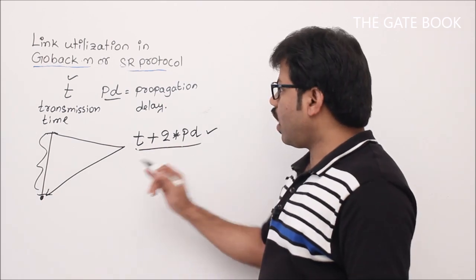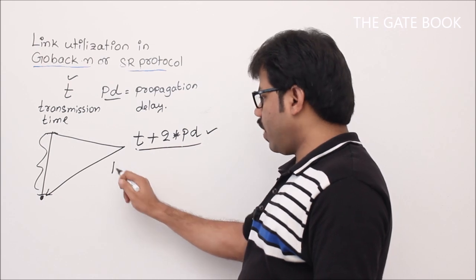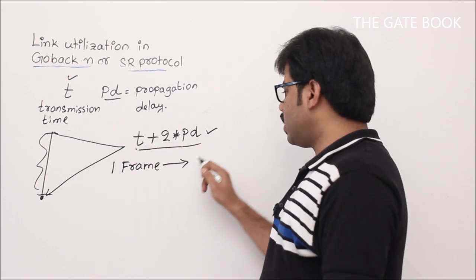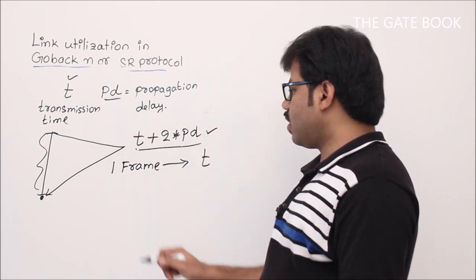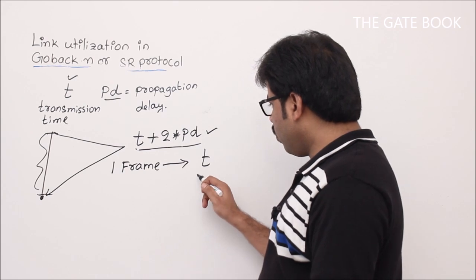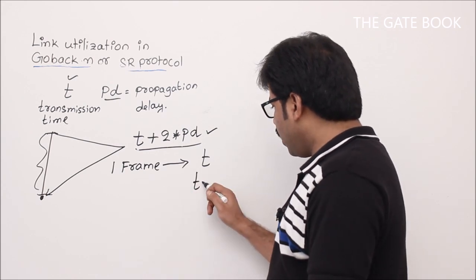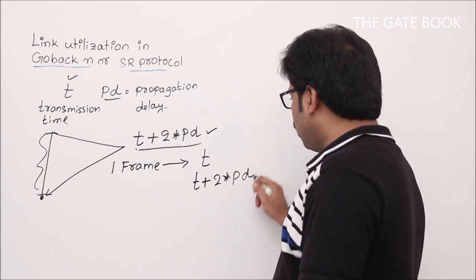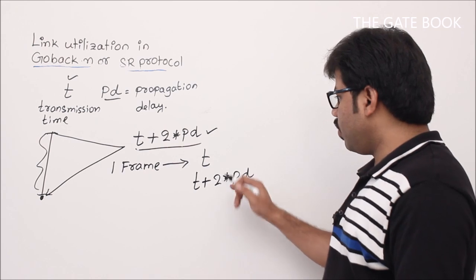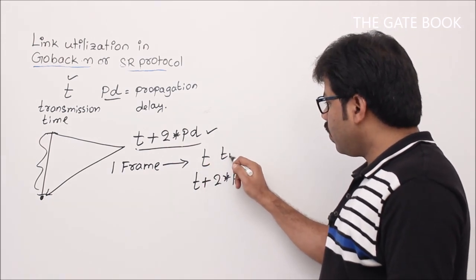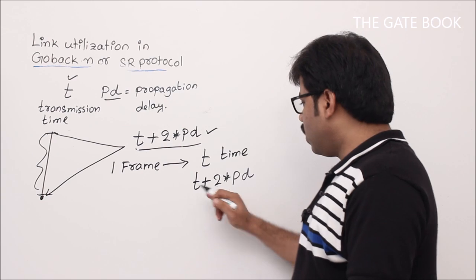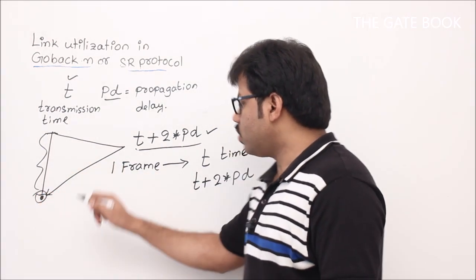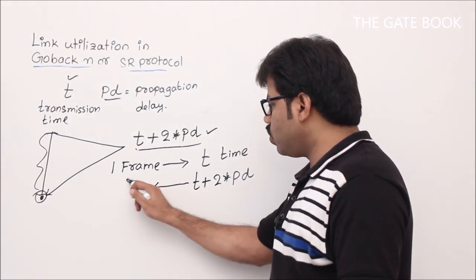To know that, first of all ask yourself, to send one frame, how much time is your transmitter taking? Exactly equal to transmission time T, correct? Now let me ask, I don't know how many frames you are sending, but you have to send up to this much time, T plus 2 into PD time. So within T time you can send one frame. Then T plus 2 into PD is nothing but the time for getting the acknowledgement. So in this duration, how many frames can you send?